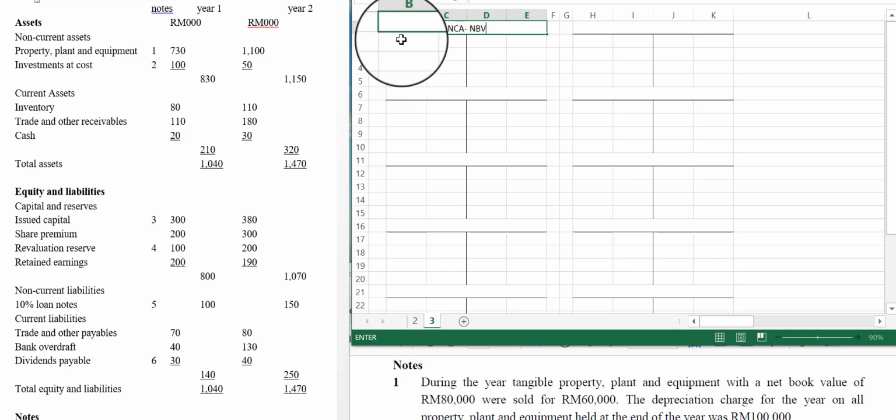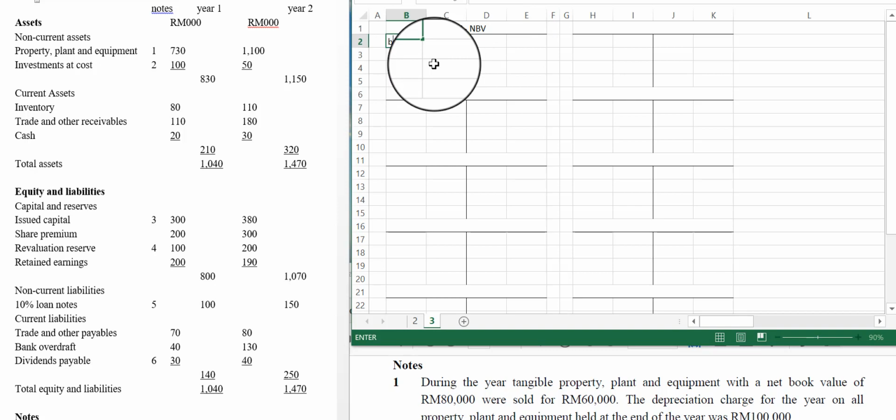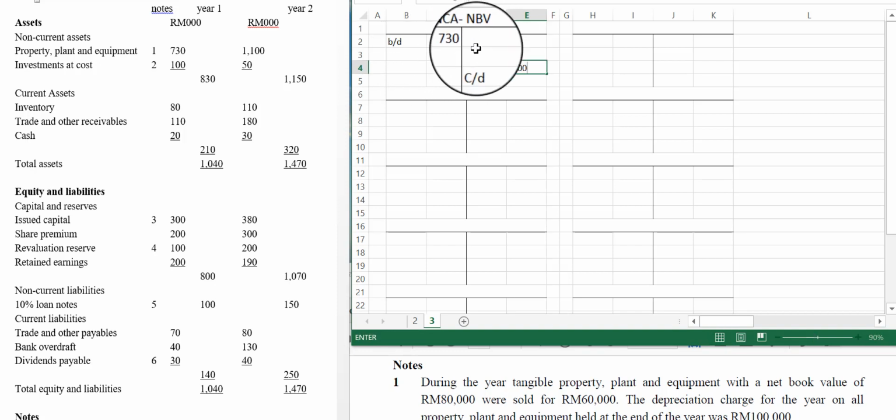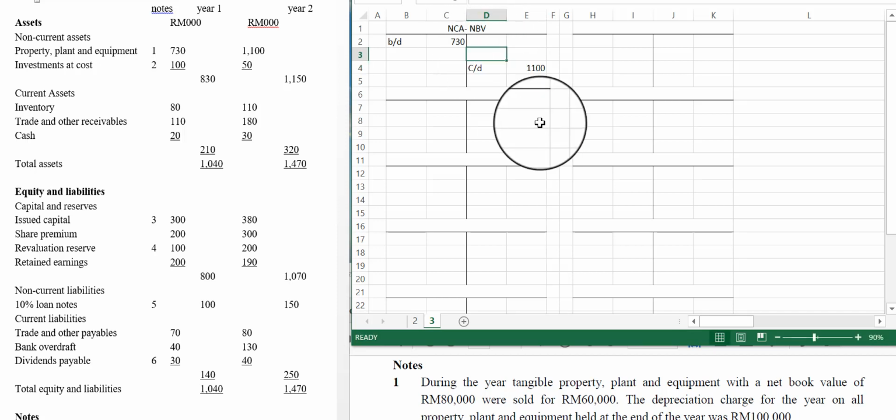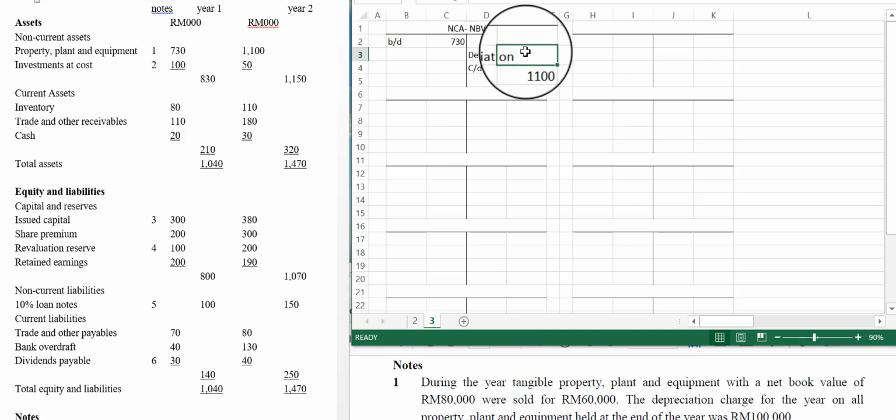What it means by net book value version is that you have your BD, according to this question 730, and you also have your closing balance CD, which is 1,100. Now, when we say it's a net book value version, it means that you will have your depreciation, the current year depreciation, included here. This one we don't know the figure, we'll check on it later.